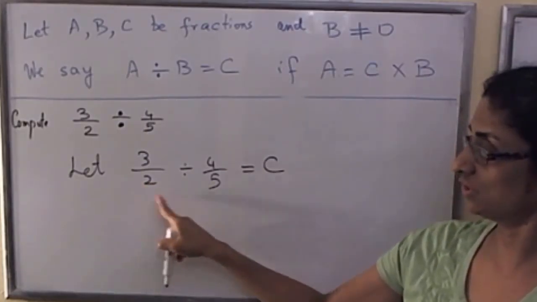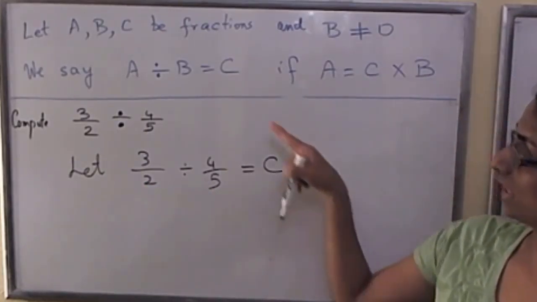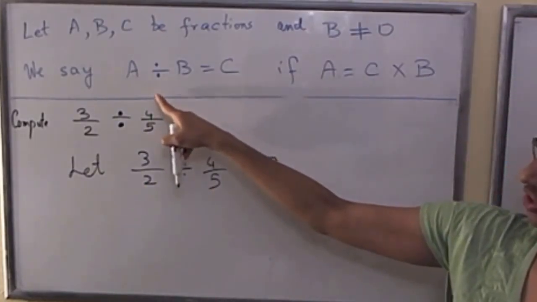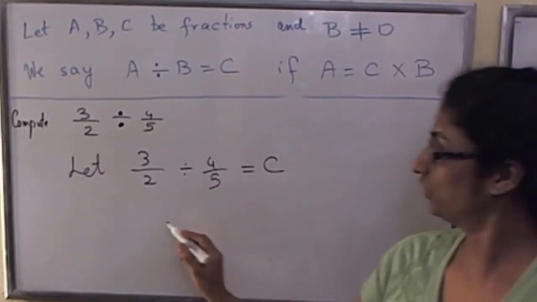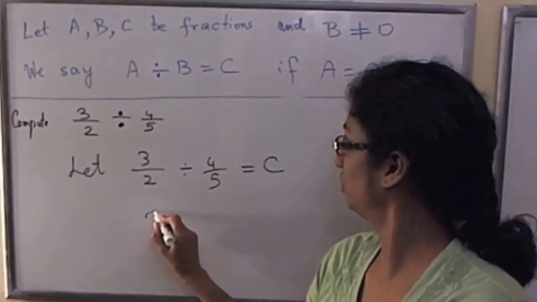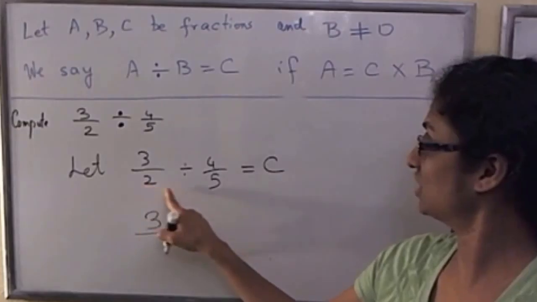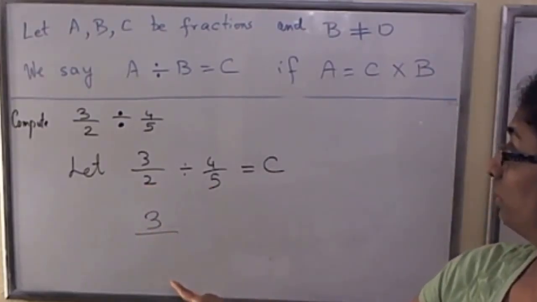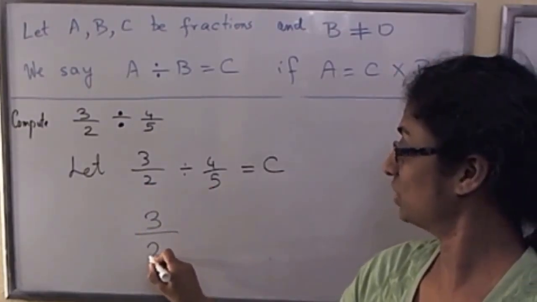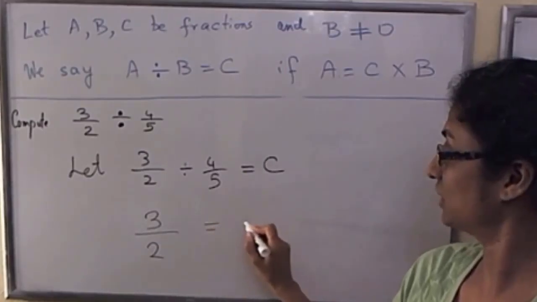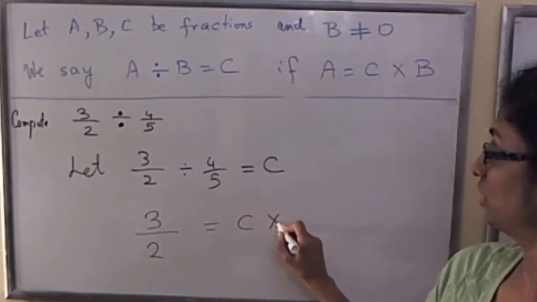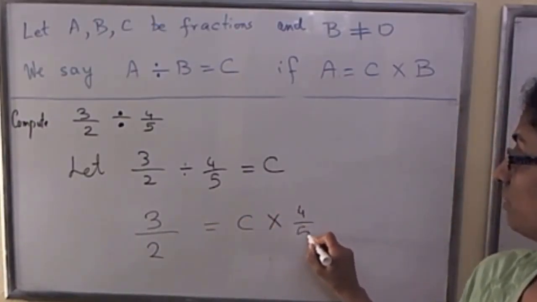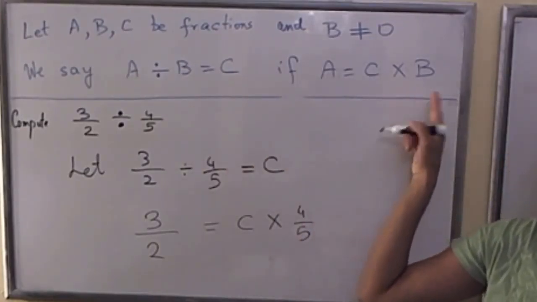Now here's a division statement, and by definition 3 over 2 divided by 4 over 5 equals C if the following equality is true. That means we're translating this division statement into a multiplicative statement. That means we're saying 3 over 2 is C times 4 over 5. So I'm simply using this very definition.